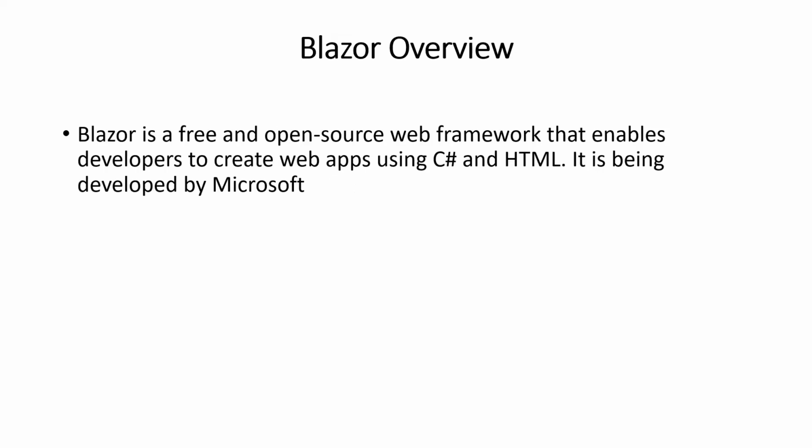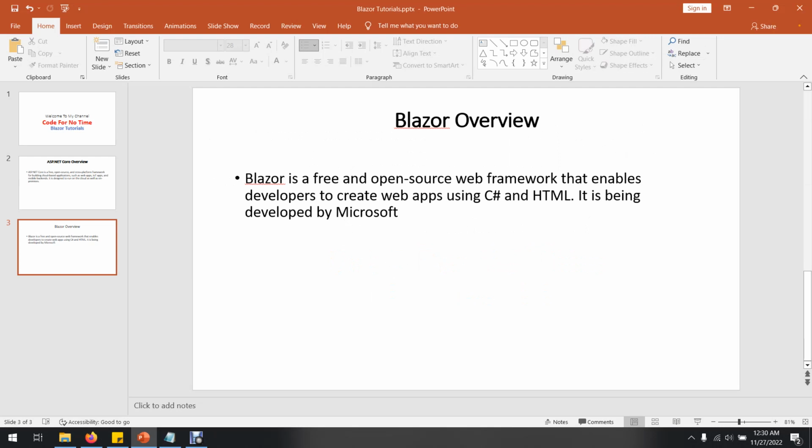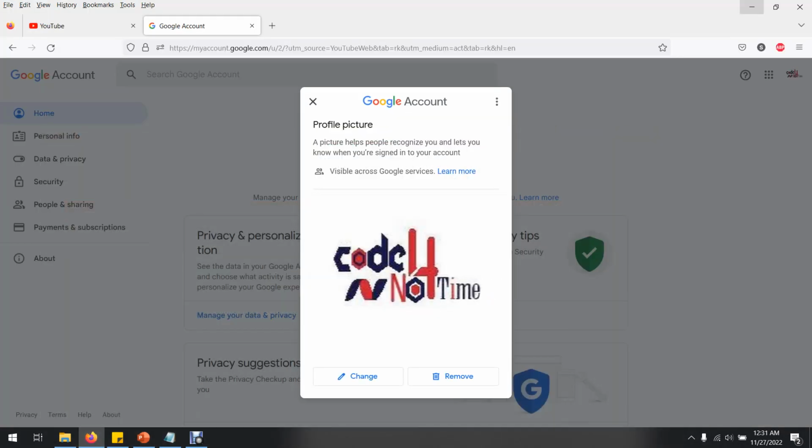And what is Blazor? Blazor is a free and open source web framework that enables developers to create web applications using C# and HTML. And it is developed by Microsoft, as ASP.NET Core and Blazor are both developed by Microsoft. So today we learn about Blazor.